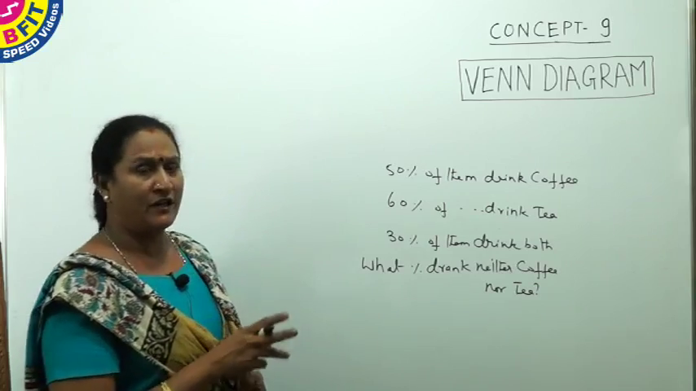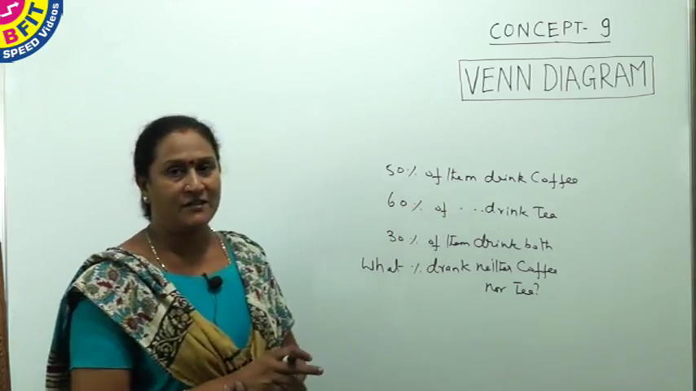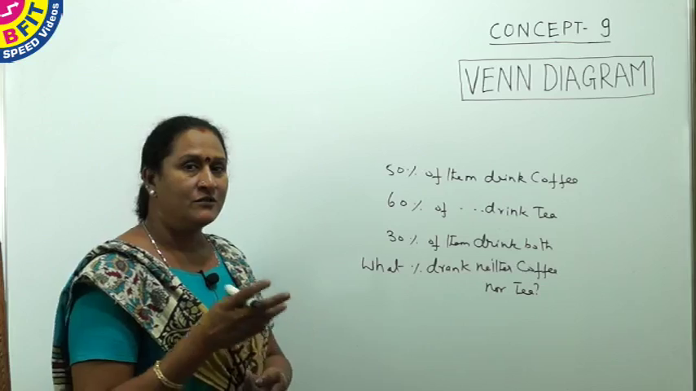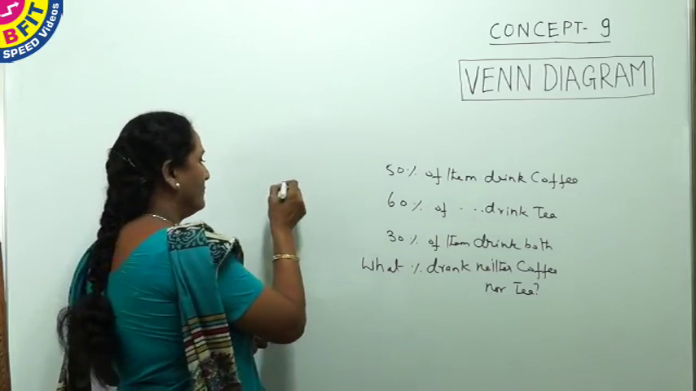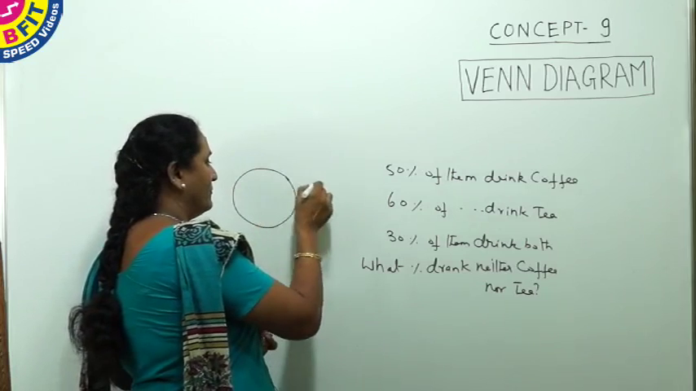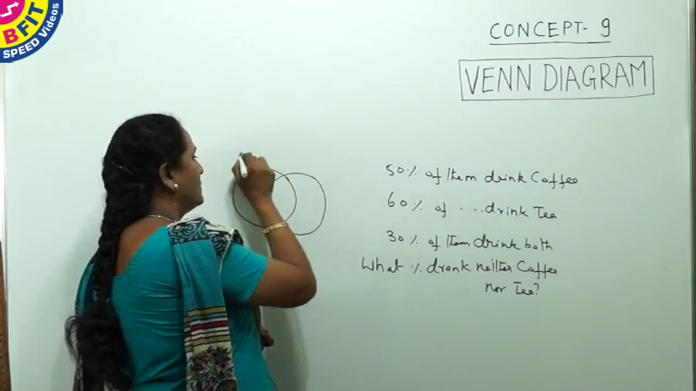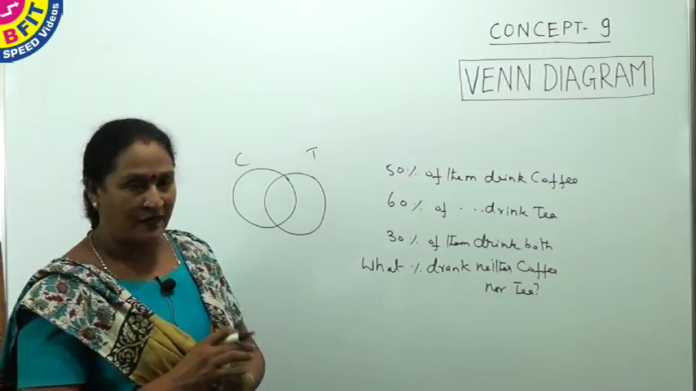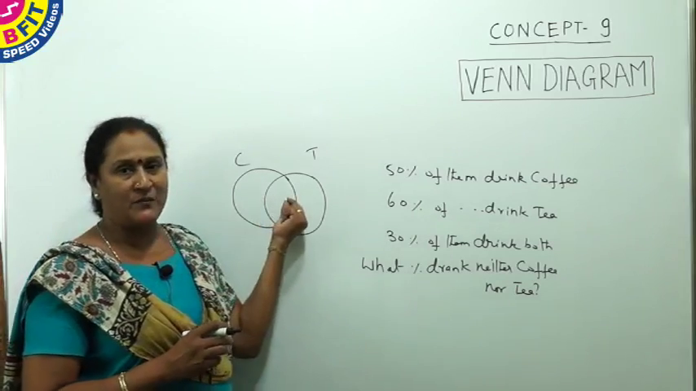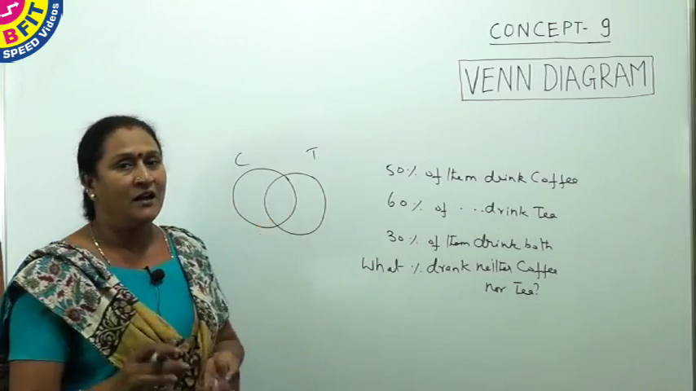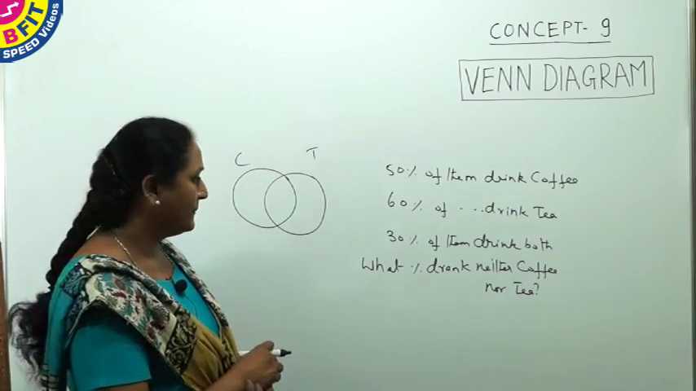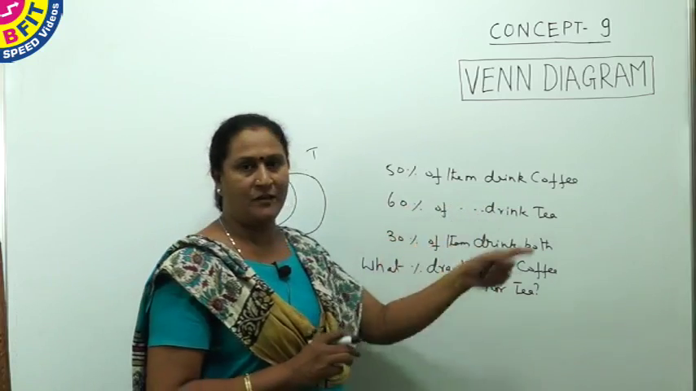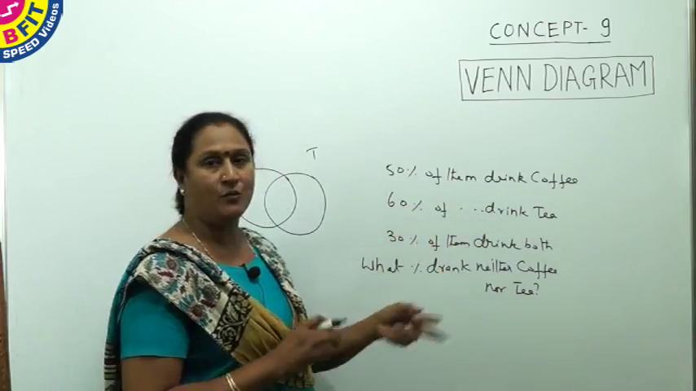So here we have 2 details. One is coffee and the other is tea. So it is enough if we draw 2 circles. Suppose if you have 3 data, we'll draw 3 circles. So one is coffee circle and the other is tea circle. When you are drawing this Venn diagram, see that you leave enough space to write the values in between the intersection part of these circles. And now 50% of them drink coffee, 60% of them drink tea and 30% drink both.